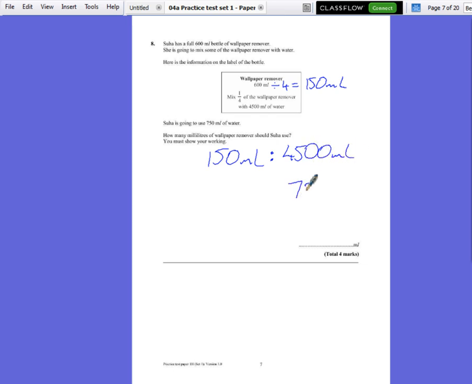If she's only going to use 750 mils, then if we do 4,500 divided by 750, we'll see that that goes in 6 times. So we need to divide the amount we use by 6. So if we do 150 divided by 6, that gives us 25 millilitres.